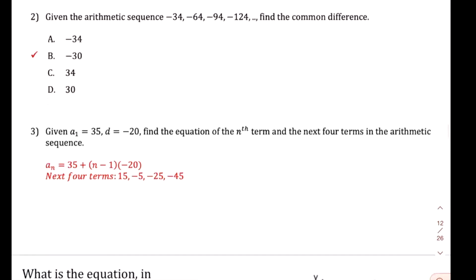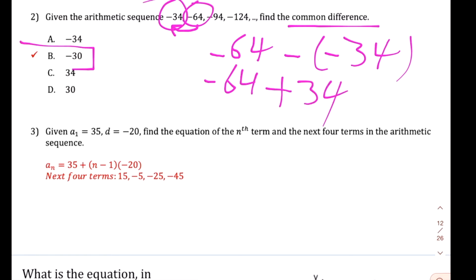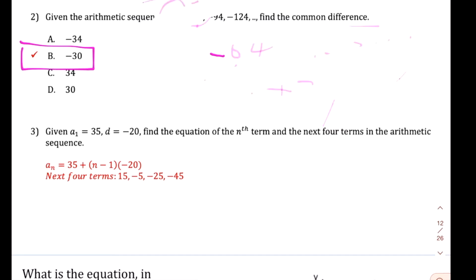Next question, arithmetic sequence. In this question, they ask you to find the common difference. So what do you do? Just subtract these two numbers. Minus 64 minus negative 34. That's how you do it. Always second minus first. And then this gives you minus 64 plus 34, which is exactly negative 30. That's how you calculate the common difference.